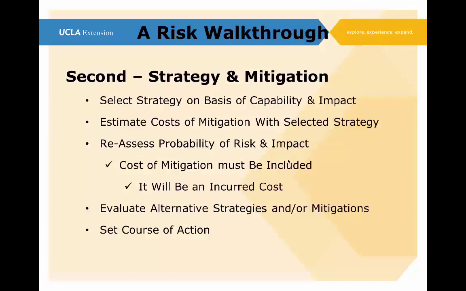At this point, we can evaluate alternative strategies or other mitigations. Is there a better way to mitigate, to reduce this impact? Is there a better way to handle this? So we go through this process, and once we've come to a conclusion, then we're going to set that course of action. In other words, we're going to implement that mitigation, record the change, the reassessment of the probability and the impact of the risk with the mitigation, and then we will have completed this step.